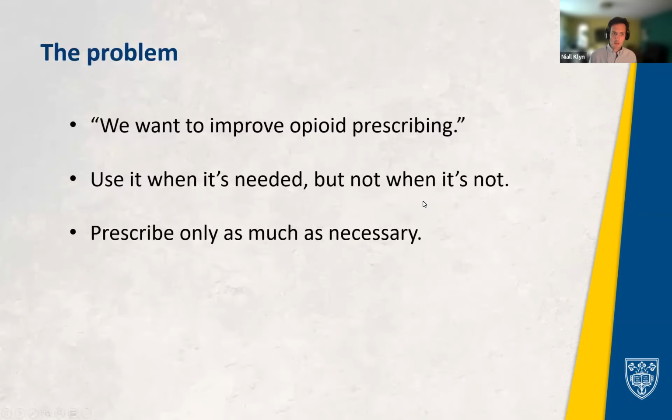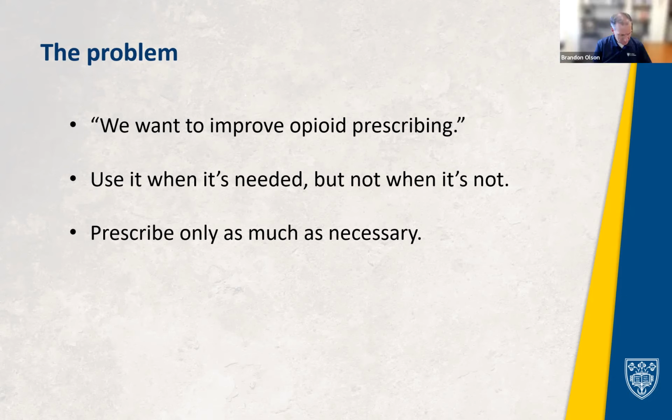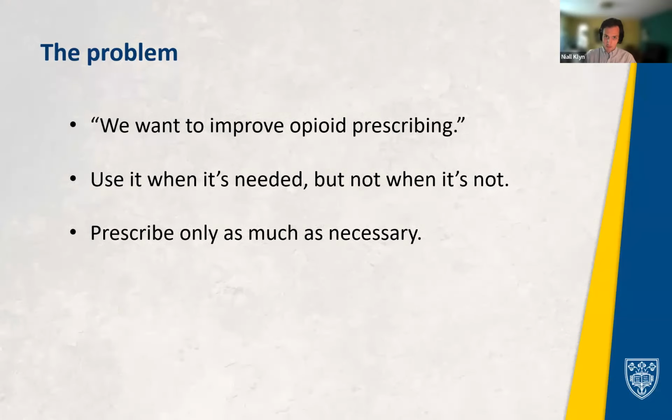So from our perspective, from an Essentia perspective, the problem that is thought about at the system level is, well, we want to improve opioid prescribing. And implied in there is that there's a problem that there's too much opioid prescription, that we want to use it only when it's needed, do not use it when it is not needed, and specifically when we do need to prescribe an opioid for pain management, that we only prescribe as much as is necessary to help the patient manage their pain. So that's not something data is going to answer all by itself, but we need data in order to be able to affect this change.